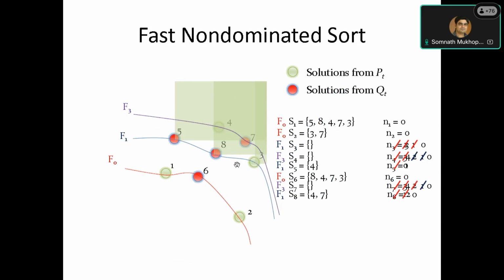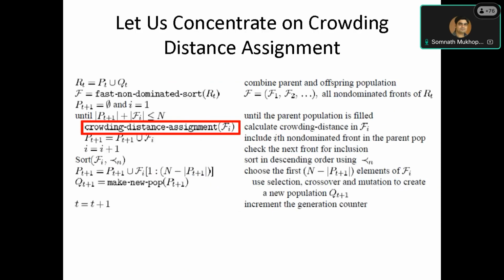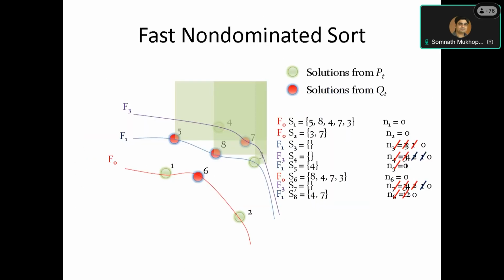Suppose 5, 8 and 3 are coming into front 2 solutions, because they are also non-dominated, but all front 1 solutions are actually dominating these 3 solutions. So front 1 dominates front 2, which dominates front 3. This way they are ranked.